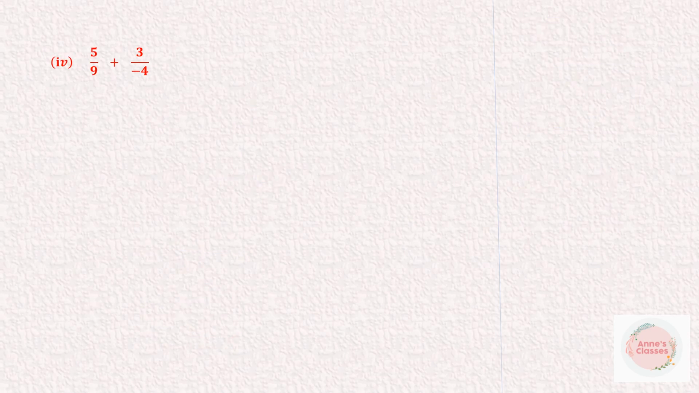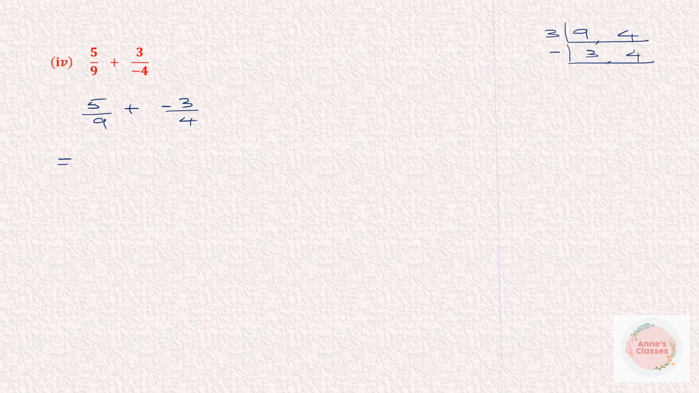Next one, 5 by 9 plus 3 by minus 4. So let's write that, 5 by 9 plus, transfer the minus sign to the numerator, minus 3 by 4. So here denominators are different. Let's find the LCM of 9 and 4. Use 3, 3 3s are 9. Bring down 4. Continue with 3, 3 1s are 3. Bring down the 4. Now use 2, 1, 2 2s are 4. Continue with 2, 1 and 1.